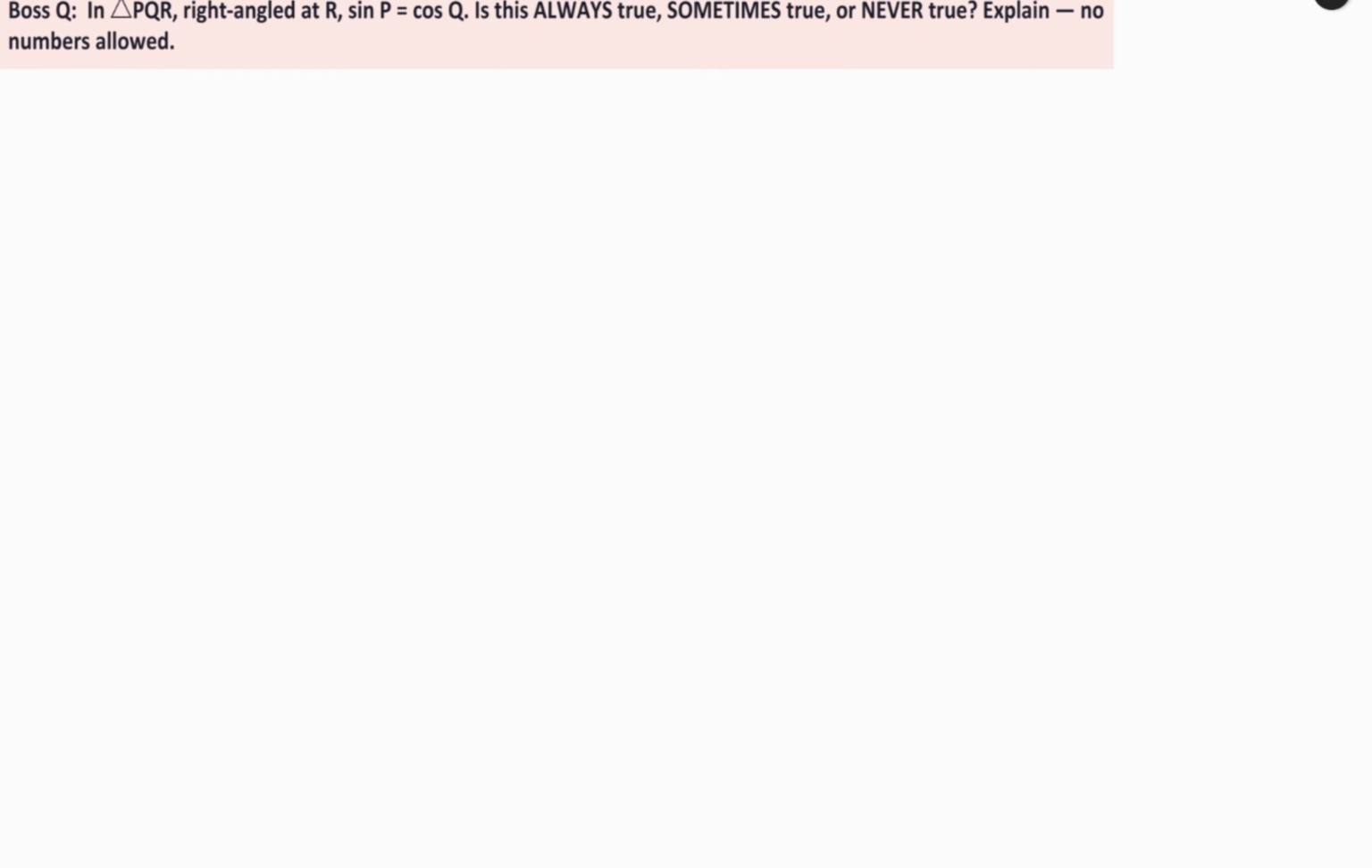Let me give you something to chew on. Okay, so this is, I will not say difficult, a conceptual one. So in a triangle PQR, right angled at R, you are told that sine P is equal to cos Q. Is this always true? Sometimes true or never true? Explain without using a single number. So, if you guys want to try it, take 30 seconds, seriously, pause and think.